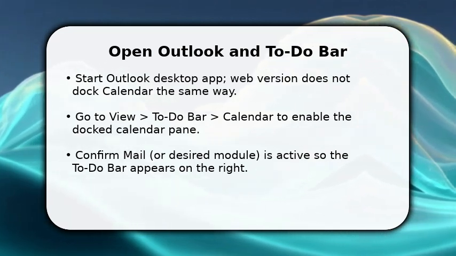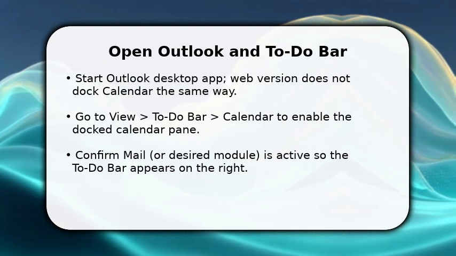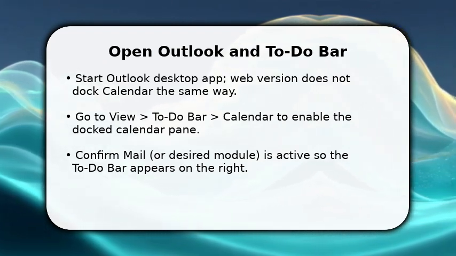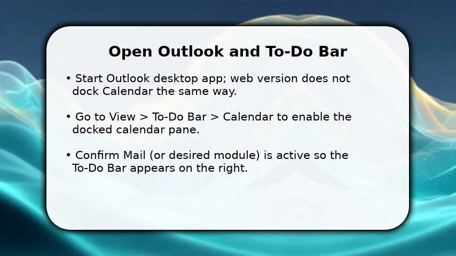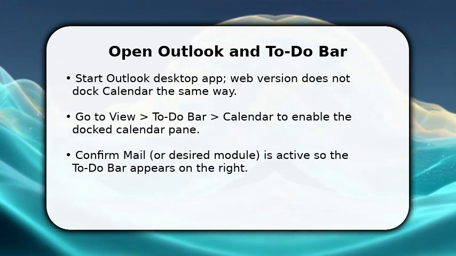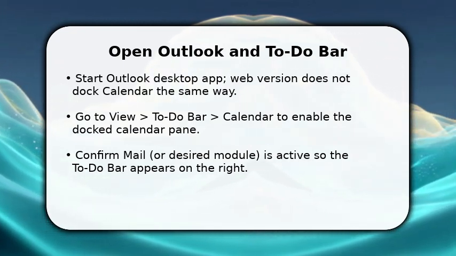Once done, make sure Mail is the active module so the pane remains visible. Switching to the Calendar module removes the docked view. This is the only built-in way to keep a small calendar docked per Microsoft Outlook desktop.